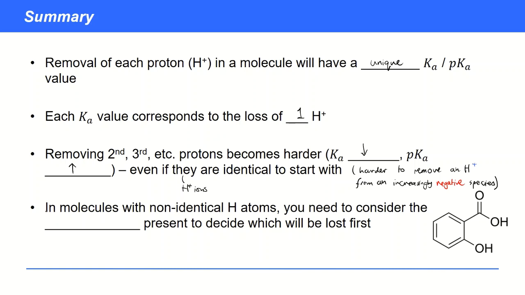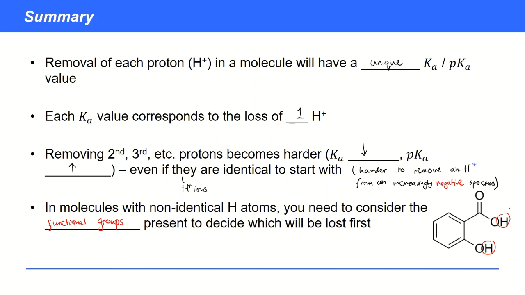Now, final point is just a comment on molecules with non-identical hydrogen atoms. So, for example, this molecule here has two non-identical hydrogen atoms. So you need to consider the functional groups present in such molecules. Or another way of putting that, you need to consider the chemical environment of each of these protons in order to decide which will be lost first.